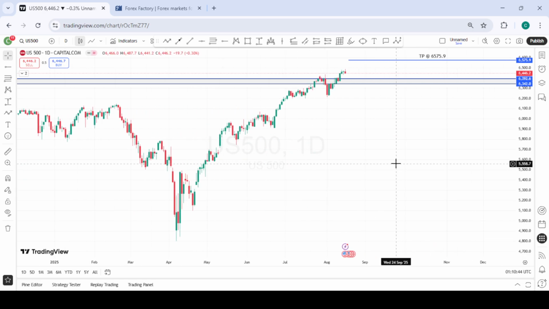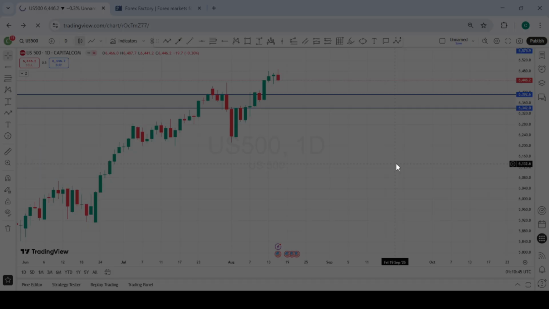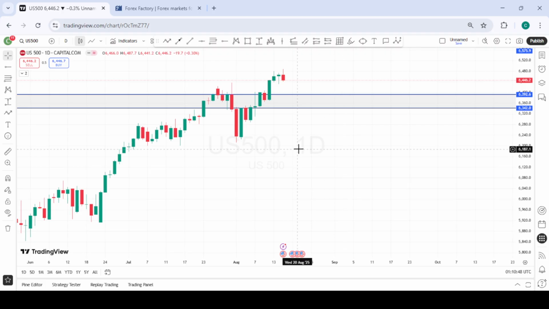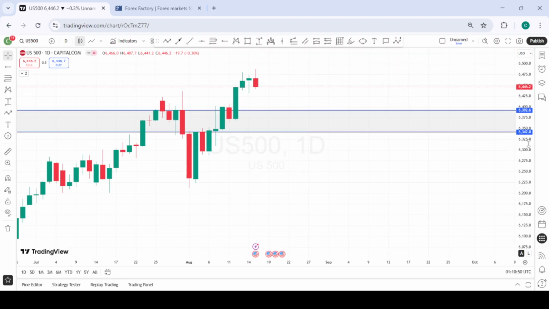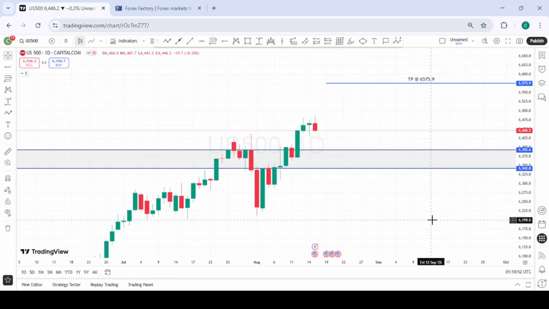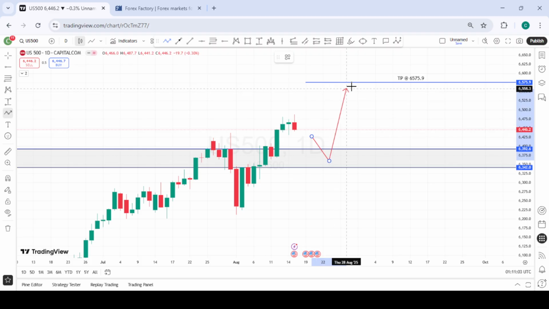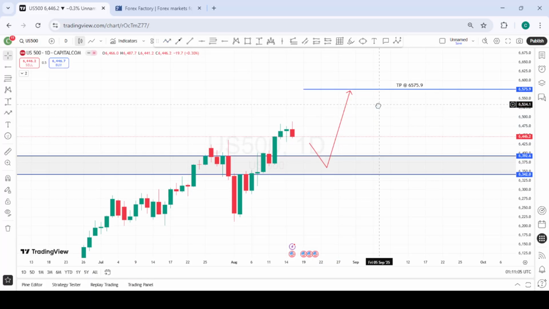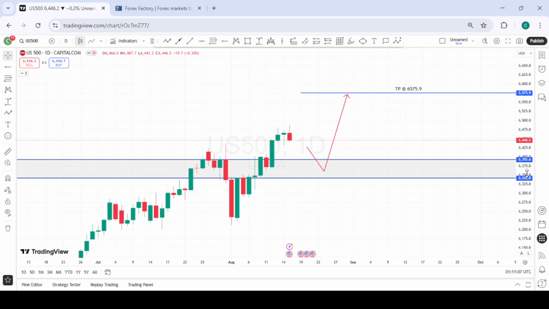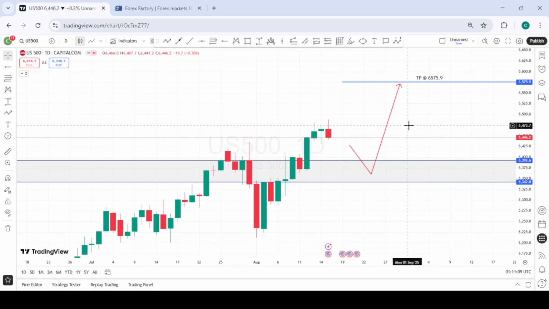Then we have S&P 500. S&P 500 is extremely bullish now. So for the coming week, we'll be looking forward to a possible pullback to this area of interest. Look out for bullish confirmations, and we take our buys to the upside. So I'm very bullish on the S&P 500.